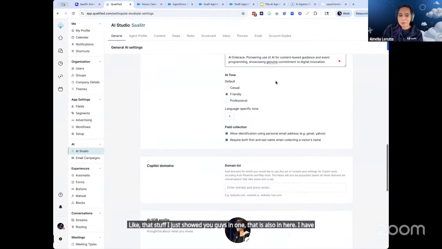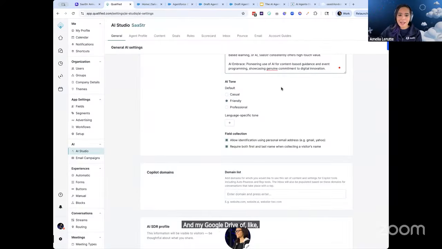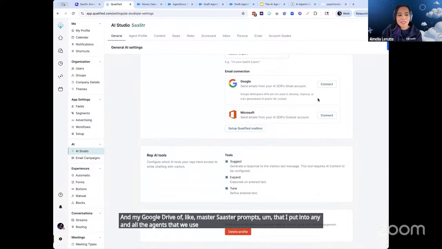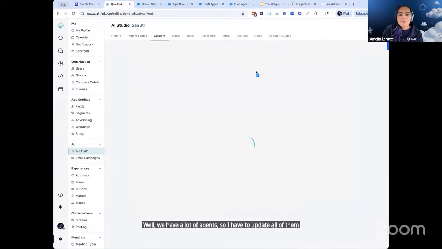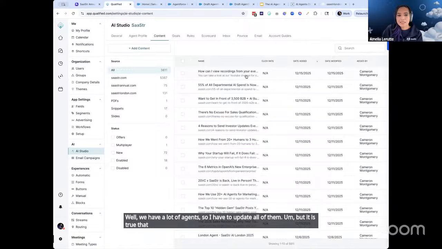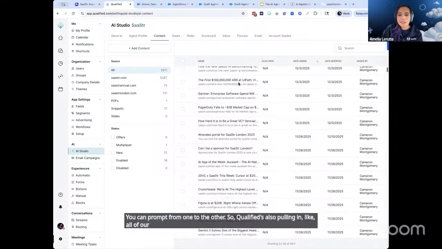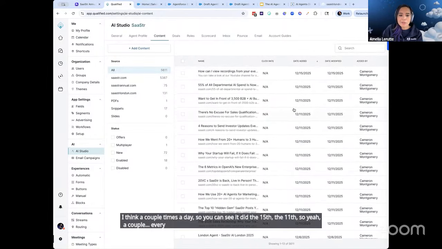I have a Word doc in my Google Drive of master SaaStr prompts that I put into any and all the agents we use, especially the public-facing ones, because if I update one, well, we have a lot of agents, so I have to update all of them. But it is true that you can prompt from one to the other. Qualified is also pulling in all of our content, a couple times a day. You can see it did the 15th, the 11th. So every couple of days it refreshes all of our content that it's ingesting to keep it fresh.